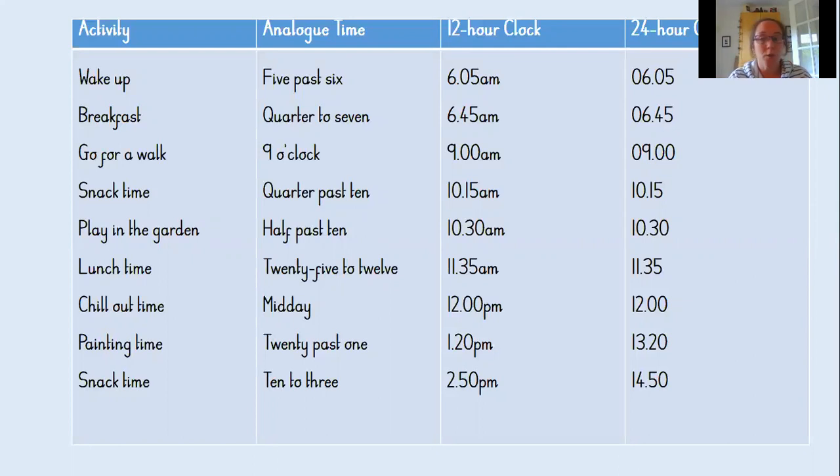So it doesn't matter which day of the week you want to choose. If you want to do more than one day, that's absolutely fine. But you need to try and record using the analogue, the 12-hour and the 24-hour clocks as well.